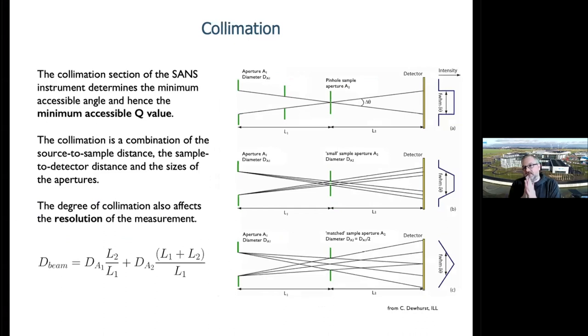All right, now we move on really to the heart of a SANS instrument. And this is actually the bit of SANS instrumentation that as an experimentalist you might become most familiar with, because this is the primary tool you have to vary the configuration of the instrument and determine the balance you get between flux, resolution, and minimum Q.